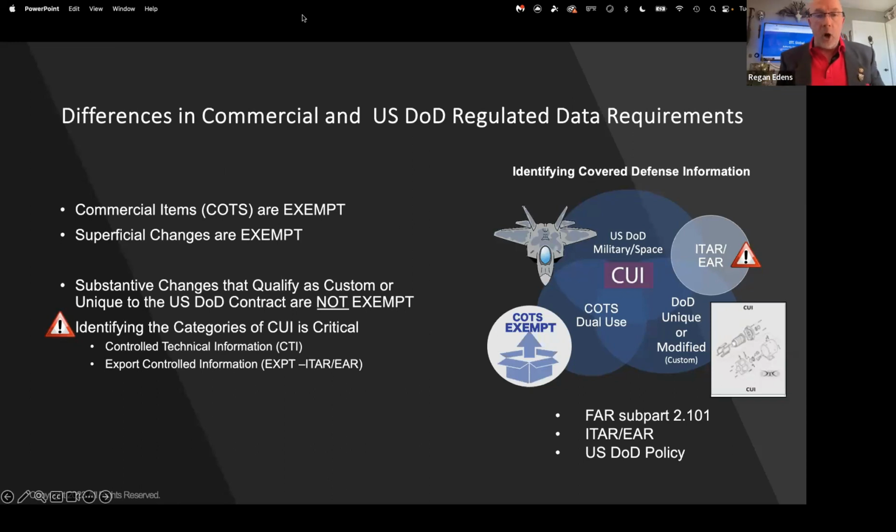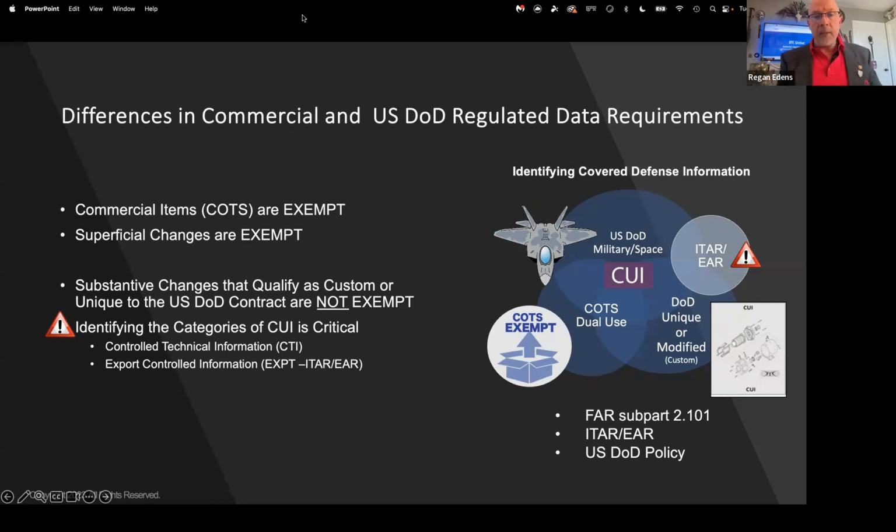So commercial items are exempt. That's true. But if you make superficial changes to that commercial item, it is still exempt. But if there is a substantive change under the definition of the FAR and under the policy and guidance of the DoD commercial item determination process, then that item is not exempt. And the portions of the customization or the portions of the unique modification, those items are CUI.